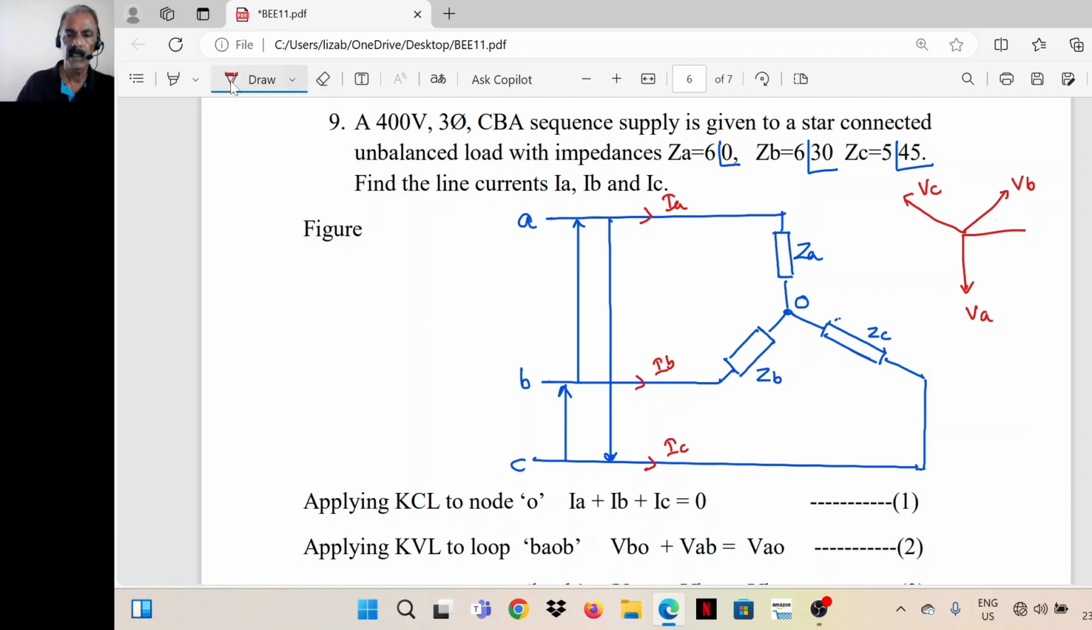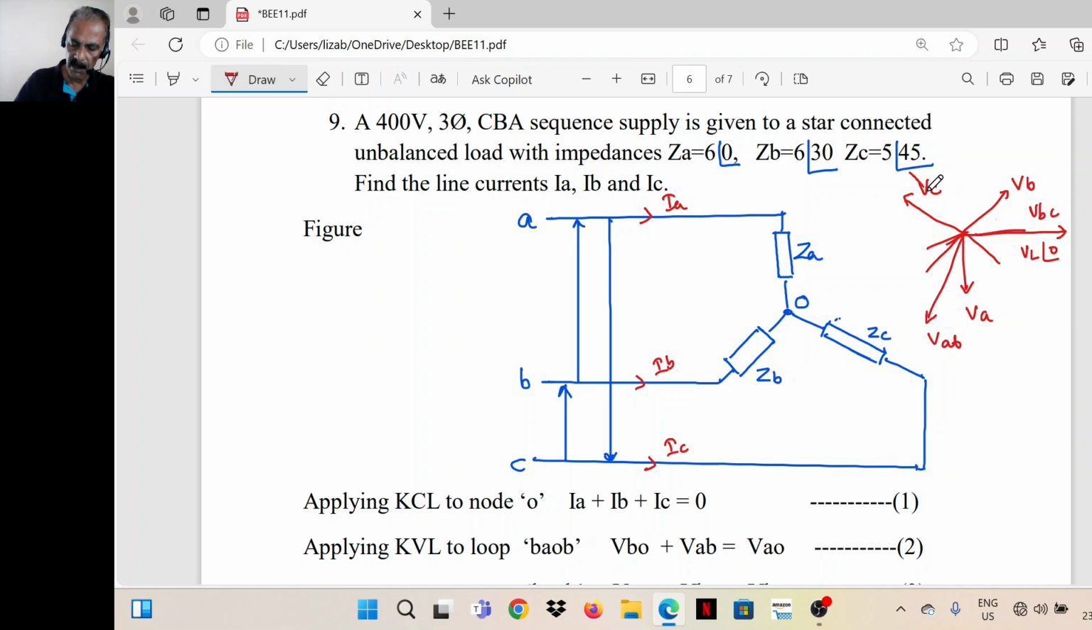Now we have to write down the equation for the line voltages. VBC means extend VC in the opposite direction. Find the resultant. This is VBC. It is at an angle of 0, VL angle 0. Then VAB will come here. VB extend in the negative direction. Find the resultant. This is VAB. So this is VBC. This is VAB.